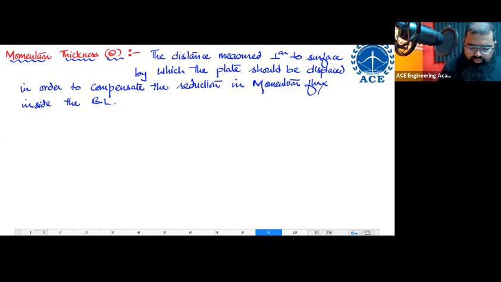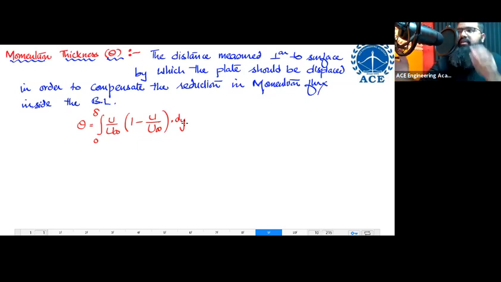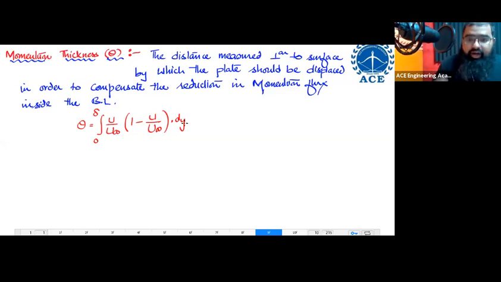Now, regarding this momentum thickness, the value of theta, very important formula. Theta is equal to how much? Integral 0 to delta u upon u infinity multiplied by 1 minus u upon u infinity multiplied by dy. This is the formula for momentum thickness. Okay. Now, regarding momentum thickness, there are some points you are supposed to remember. First, mark this. This formula you have to memorize.